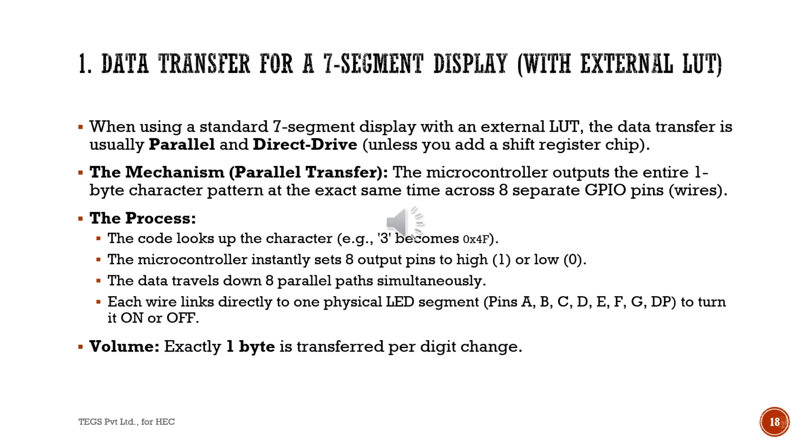The process: the code looks up the character, for example 3, which becomes hex 4F. The microcontroller instantly sets 8 output pins to high or low. The data travels down 8 parallel paths simultaneously, each wire linked directly to one physical LED segment to turn it on or off. Volume: exactly 1 byte is transferred per digit change.